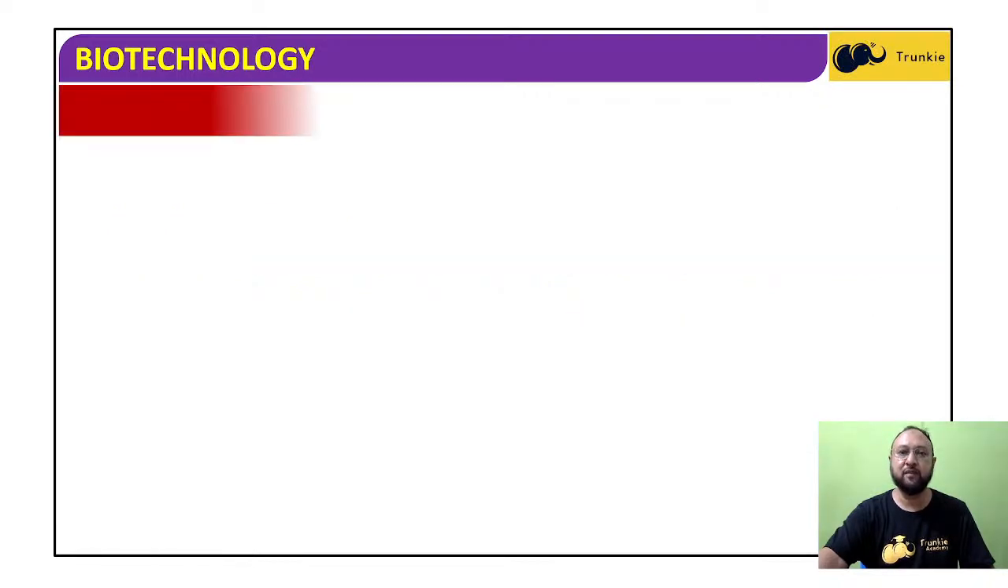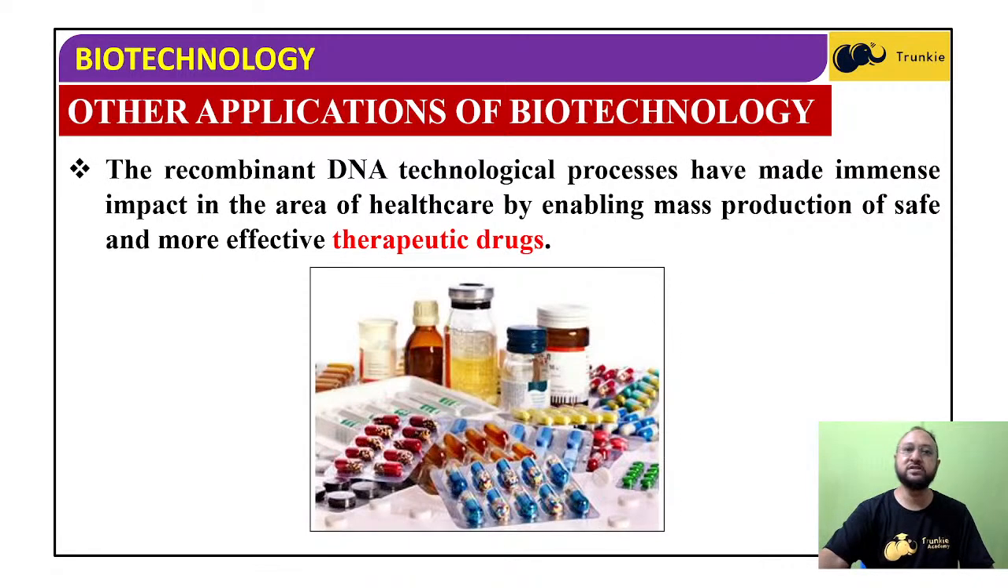Okay, so other applications of biotechnology. That means the recombinant DNA technology process has made an immense impact in the area of healthcare, that is, in medicine, by enabling mass production of safe and more effective therapeutic drugs. For the treatment of some diseases there are medicines that definitely work, but for some diseases the medicines discovered earlier are not 100% efficient, and with the help of biotechnology, some medicines and therapeutic treatments have been discovered, which play a very important role in the healthcare sector.